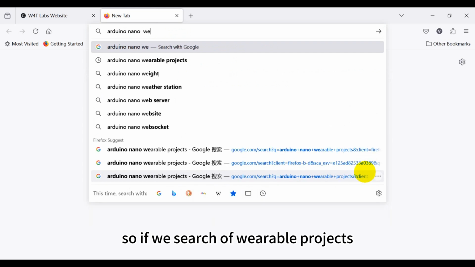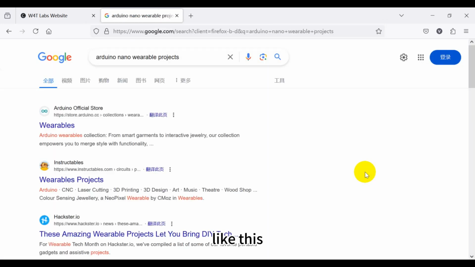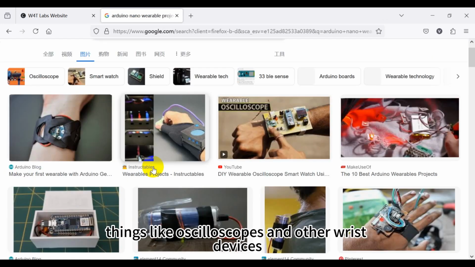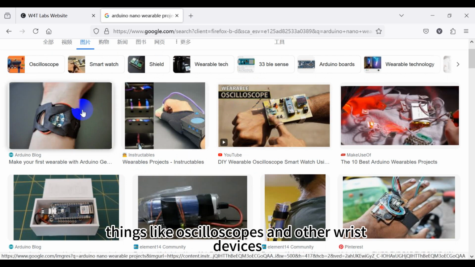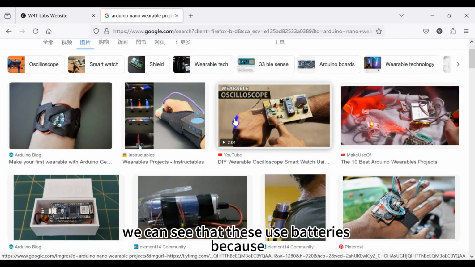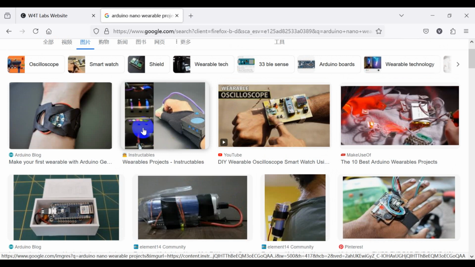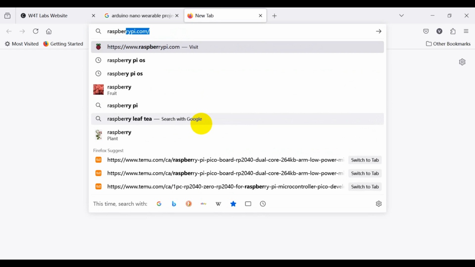So if we search up wearable projects like this, things like oscilloscopes and other wrist devices, we can see that these use batteries because that would be more efficient. And secondly, Raspberry Pi uses an OS, so we search that up.